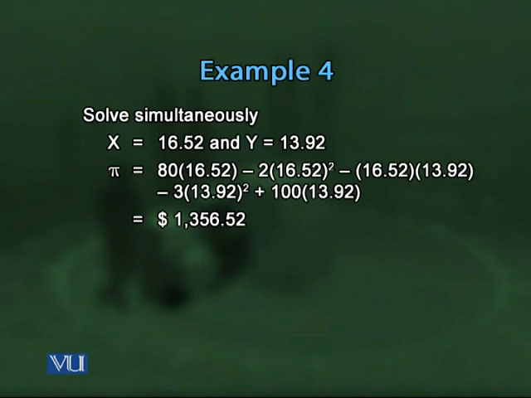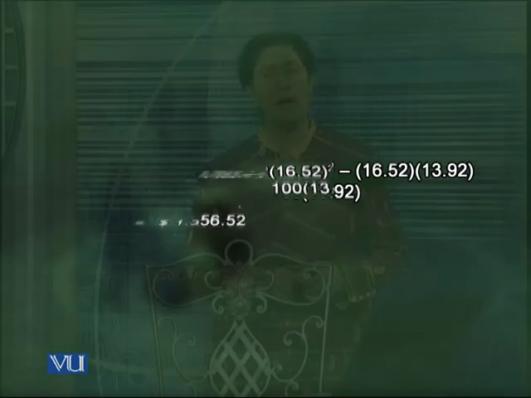When we substitute these values of x and y into the profit function, we get the maximum profit, which is equal to $1356.52. Up to this point, we have considered the optimization process without constraint. Now we are going to consider constrained optimization.